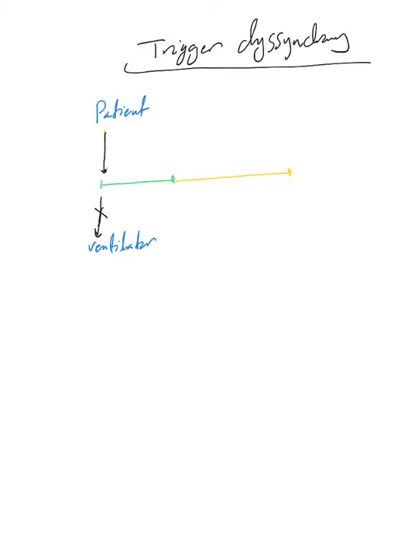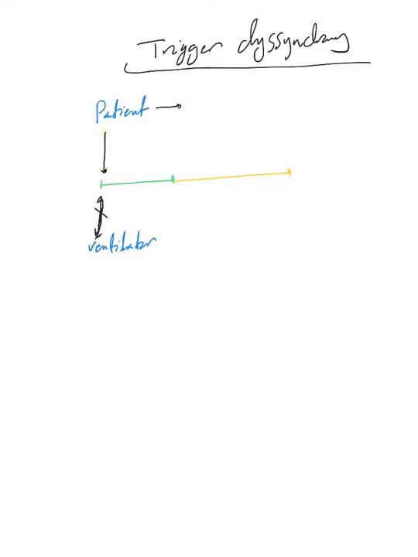So you look at the patient in ICU, intubated, the patient having some breathing and trying to initiate a breath using his respiratory muscle, but the ventilator is not delivering that breath. So you know there's dyssynchrony.